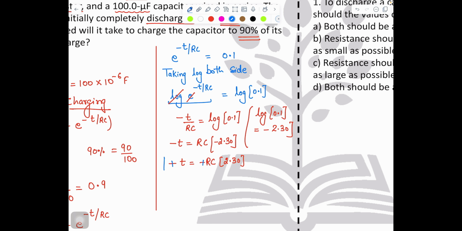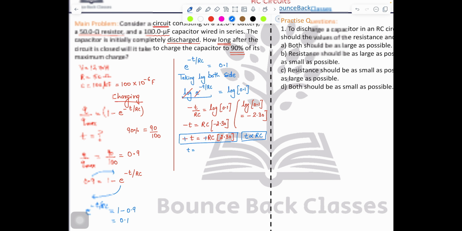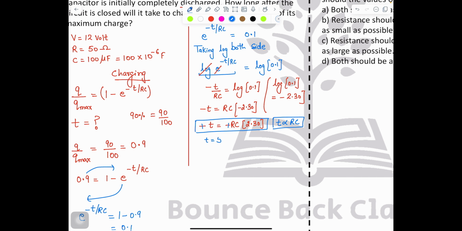So guys, from this equation also, do you understand something? t is directly proportional to RC, yes or no? t is directly proportional to RC, which I told you. And this is the positive value. So just place the values. t equals, what is the value of R? The value of R is 50, multiplied by, what is the value of C? 100 times 10 raised to power negative 6, multiplied by 2.30. So solve it. Time is equal to, what is the value?